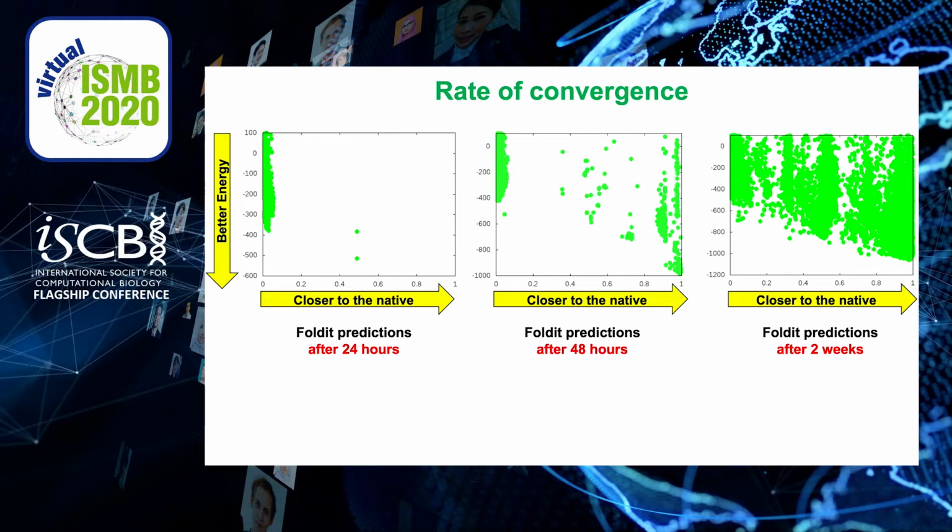This is one of the non-CASP targets, where you can see how quickly certain players converged to the correct fold. Also keeping in mind that not all Foldit players play a puzzle in the first few days. We have many different puzzles that are up. People have other things to do as well. But after 48 hours, some players had already correctly matched the native topology.